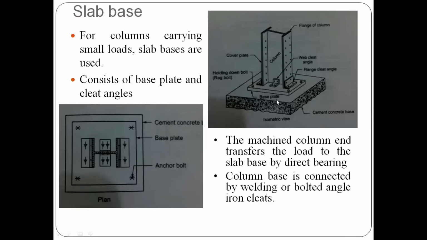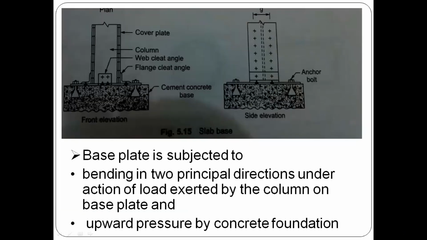Okay. So we solved one problem on the slab base and one problem on the gusset base also. This is called a web cleat angle, which is connected to the web of the column, and the angle which is connected to the flange is called the flange cleat angle. The angles which connect the column to the slab base, and the slab base to the concrete base, is called the slab base.